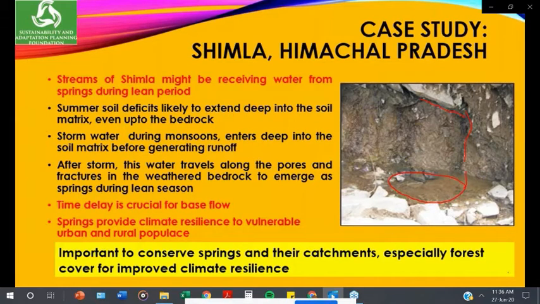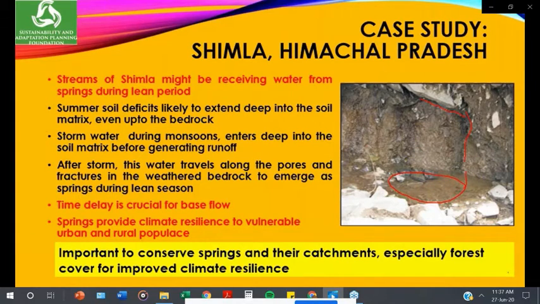Now, the catchment of a spring can be located, say, 100 kilometers from where the spring actually emerges. But it is very important to retain a buffer wherever you can around the stream, around the catchment, so that these natural processes are conserved. This time delay is very, very crucial because it helps water being available during the lean period, and it helps build resilience to climate events.